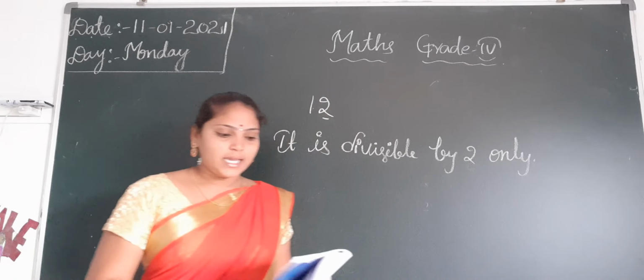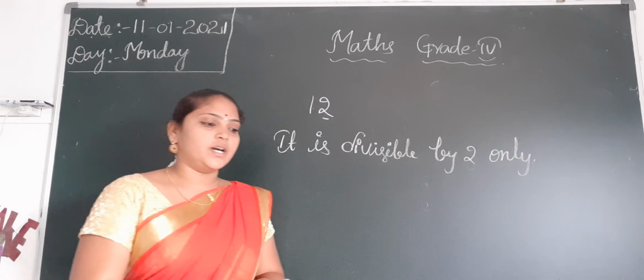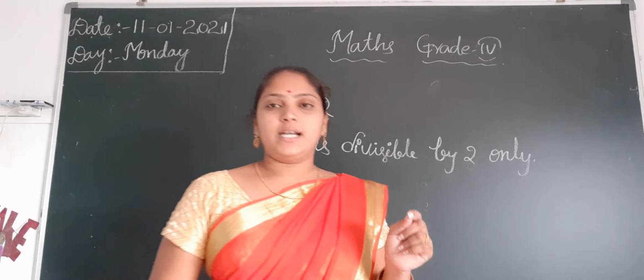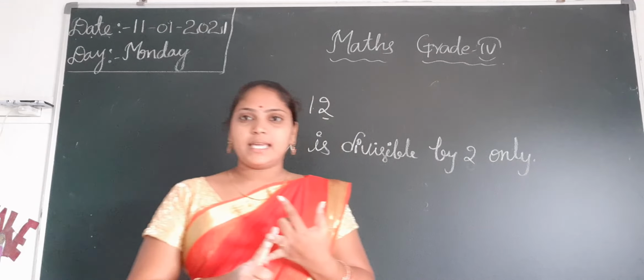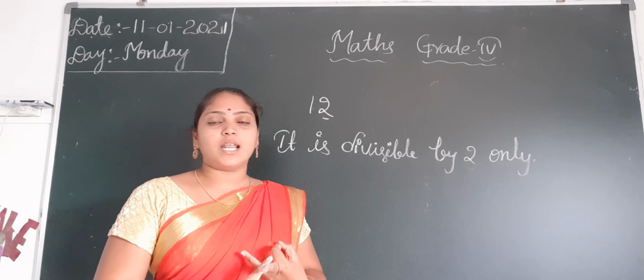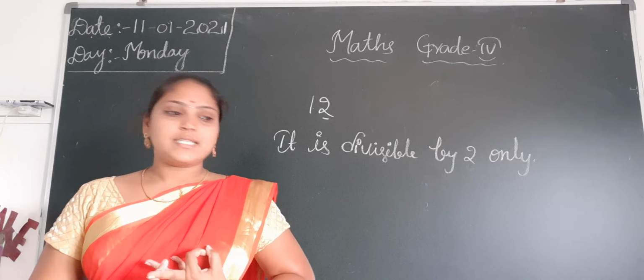Okay children, like that you have to complete your project work. First of all, think of any 2-digit number and write factors, then multiples, and check the divisibility rules. Okay children, this is about today's class.